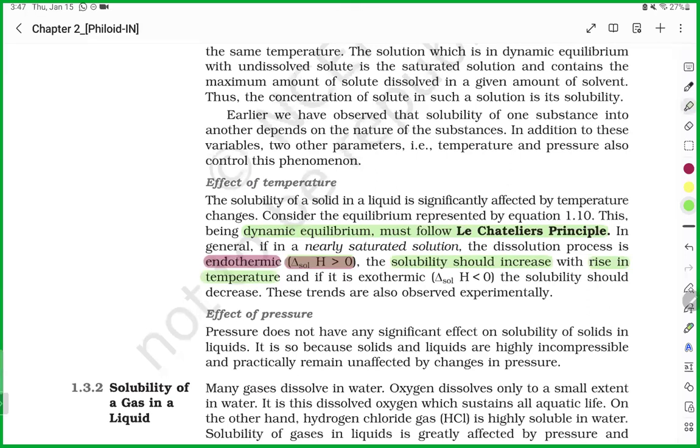Okay, exothermic is the opposite. The effect of pressure is minimum. Why? Because solids do not compress easily. Correct? Because solids and liquids are highly incompressible. You cannot compress them easily by increasing pressure. That's why there is least impact.